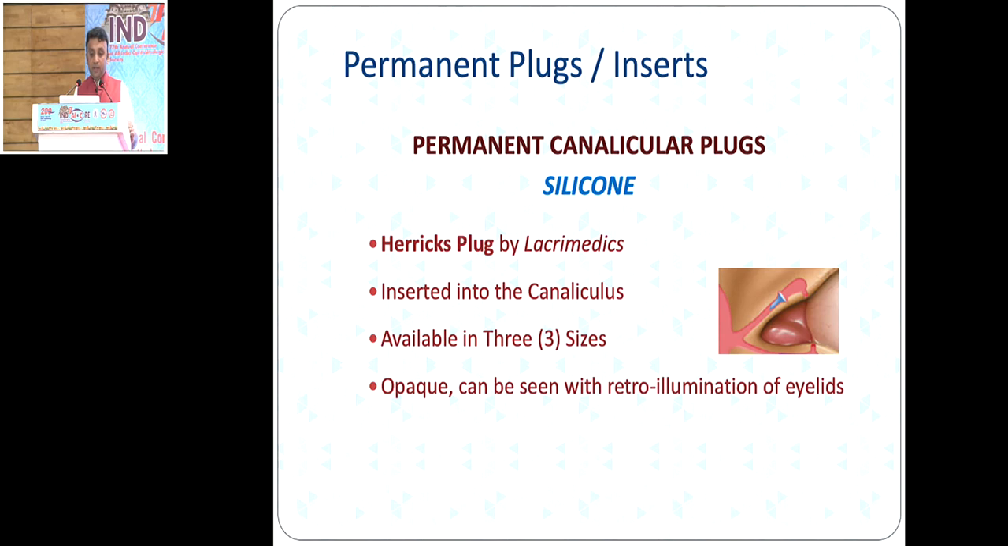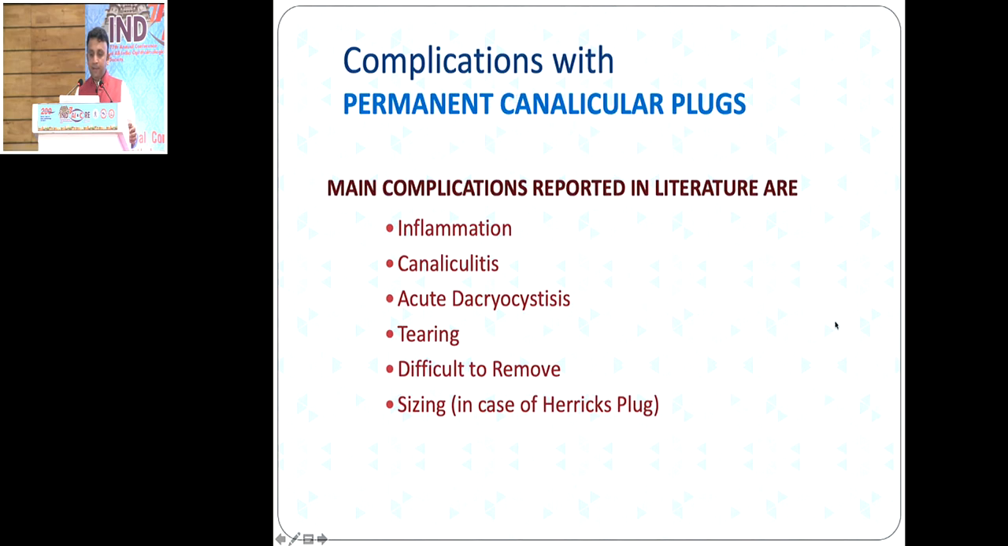So there are other plugs which are silicone plugs, like Herrick's plug. Now Herrick's plug is something which is quite simple, where you can put it in the lacrimal canaliculus: pull the lid on the temporal side and make the canaliculus stretch and become horizontal. Go ahead and put it in almost the vertical portion or the common horizontal portion of the canaliculus. When you come out, because of the nature of the plug itself, it's just going to stay inside.